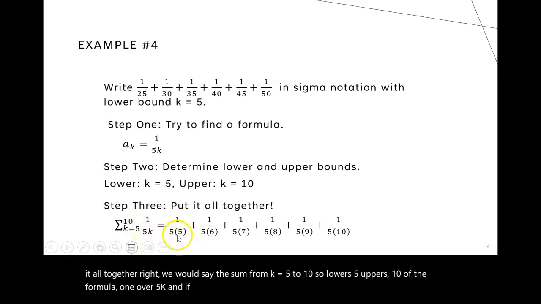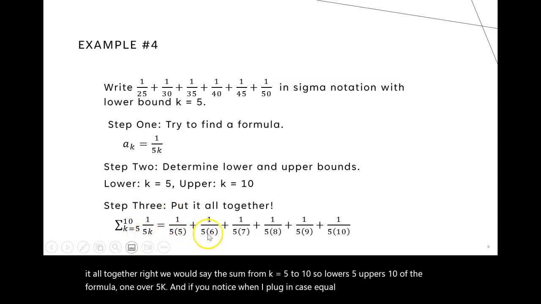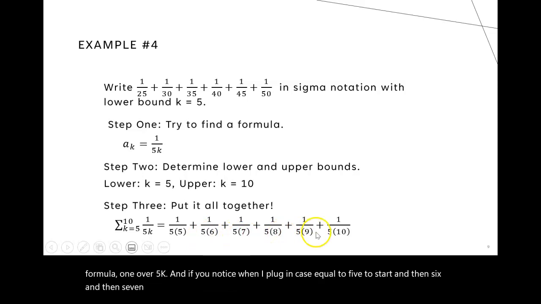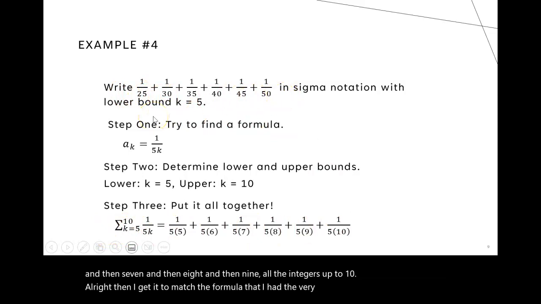And if you notice, when I plug in k is equal to 5 to start, and then 6, and then 7, and then 8, and then 9, all the integers up to 10, then I get it to match the formula that I had at the very top.